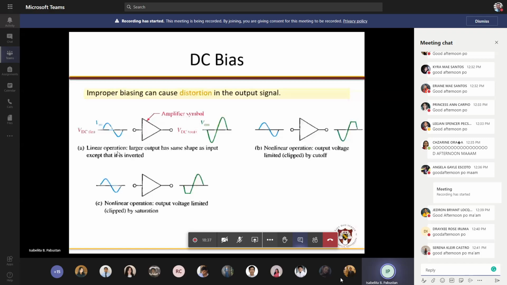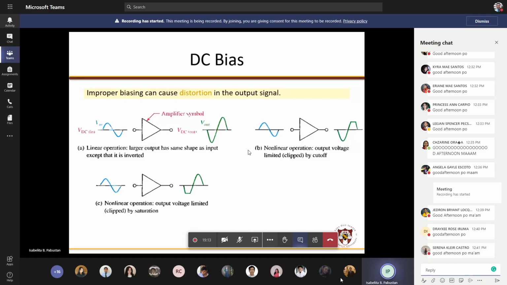Now, in this case, there is a larger output that is already amplification, it has the same shape as the input except that the output is inverted, but it is not always like that. There is also a configuration wherein the output is amplified, like this one, larger output value, pero there is no inversion. There is also circuit for that. This one has inversion. There is another one wherein the output will have no inversion at all.